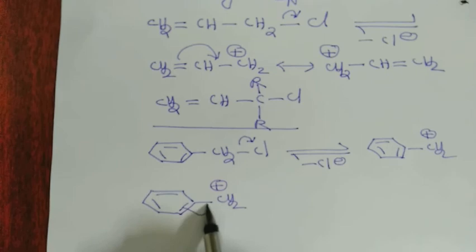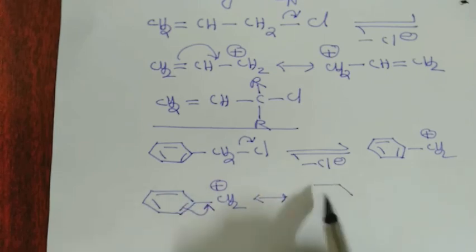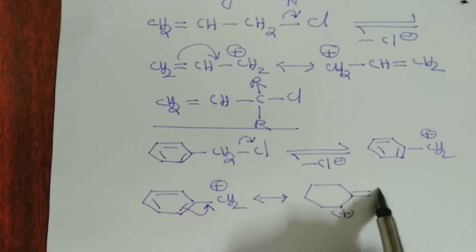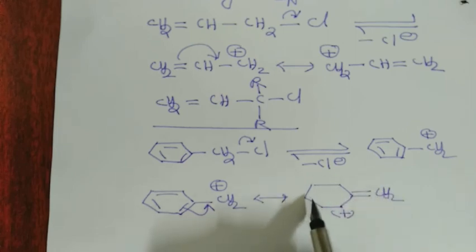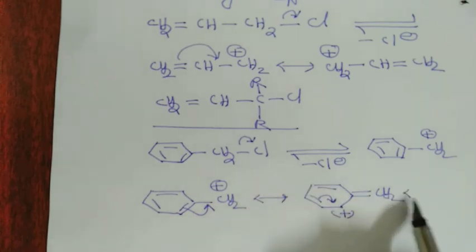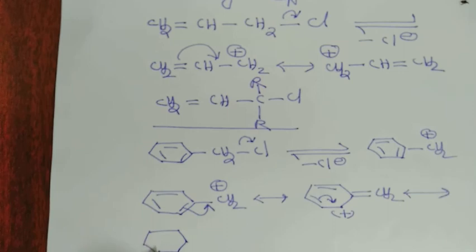Due to resonance, the positive charge can be delocalized to ring carbon atoms. This type of resonance accounts for greater stability of benzylic carbocations.